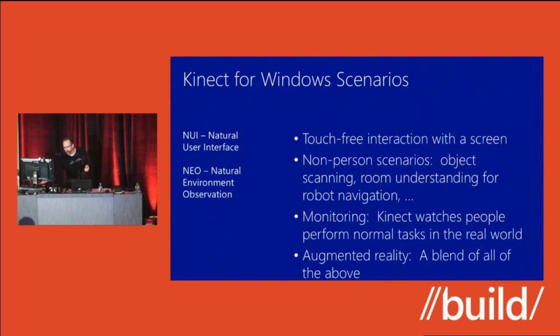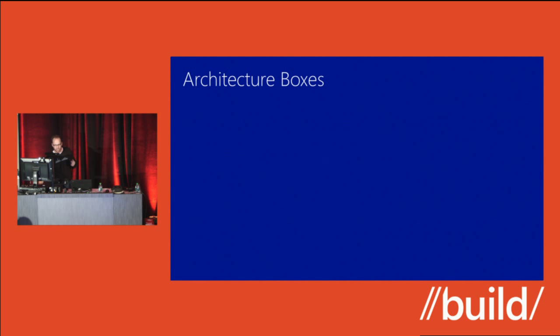The non-person scenarios, you can think of as natural environment observation, observing your environment. And NUO, observing users. Those are some of the scenarios that we've seen developers and companies get very excited about with Kinect for Windows. I'm going to show you a few obligatory architecture boxes and then jump into coding.